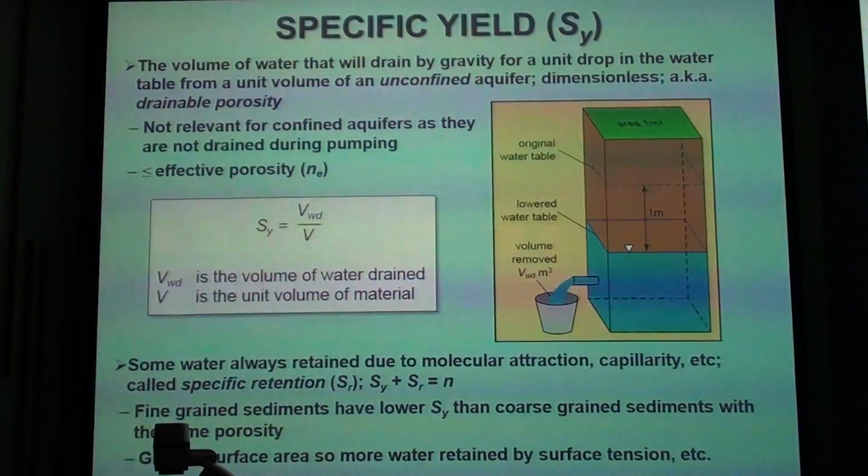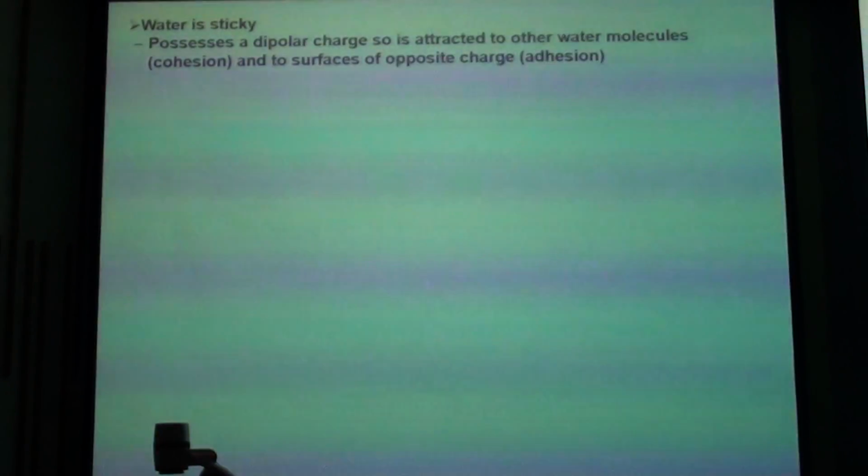Leading on to the next slide: fine grained sediments have lower specific yields, for reasons we'll talk about in a minute, because surface tension always acts on these things. Water is sticky, and then you use it to wash off all the sticky stuff. So water itself is inherently quite sticky. It possesses a dipolar charge. Hopefully you know all this from whatever science you did in high school. I hope you did it.